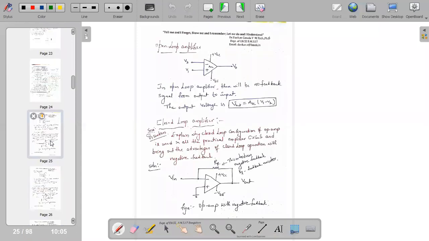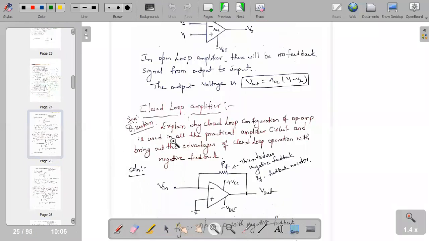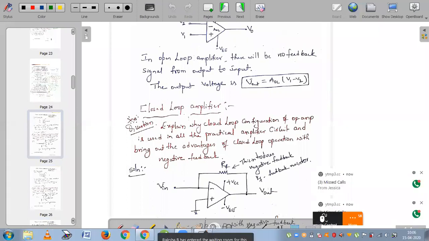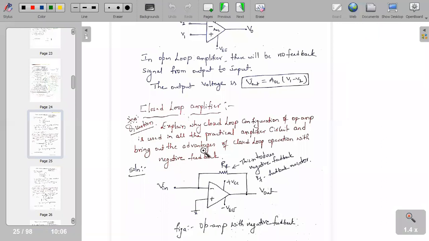Next, there is a very important concept. There's a question. You can just read this question first here, then we can answer it later. Just understand the first question here. It is a very important concept of an op-amp, that is the closed loop concept of an op-amp. So first you understand the question. Why op-amp?